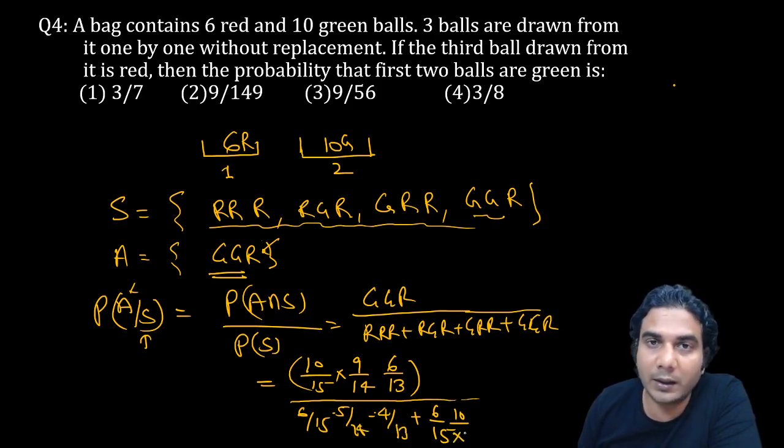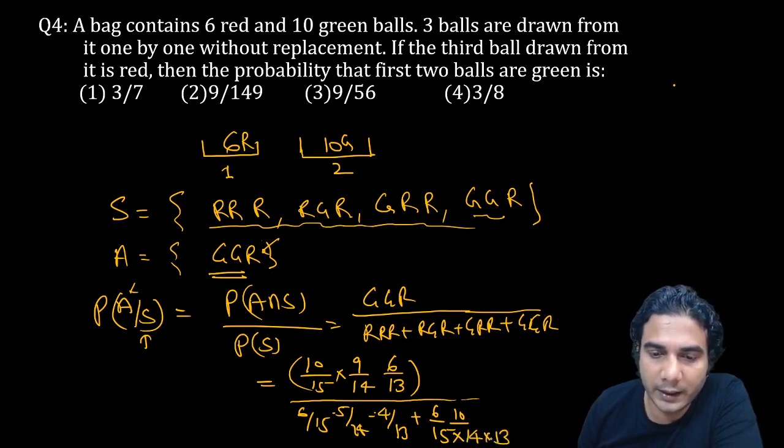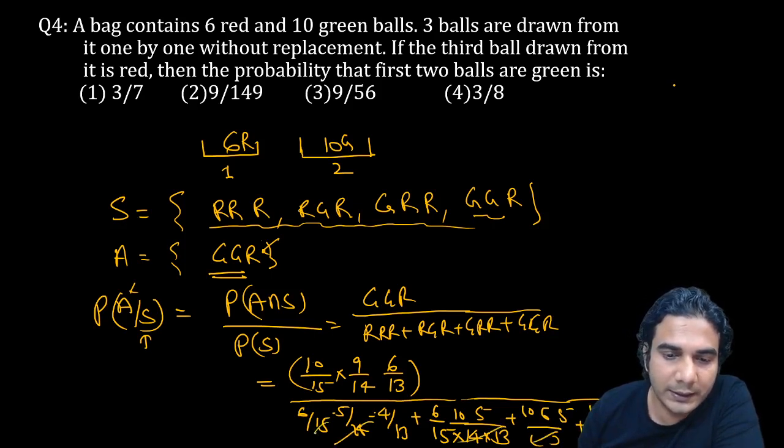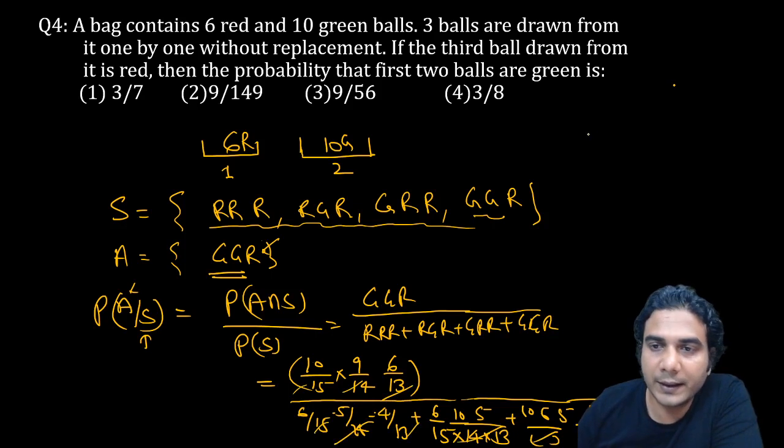It is going to appear in all the terms in the numerator as well as in the denominator. So I'm not going to write this denominator again and again. Directly just write these numbers. So 6, 10, and then 5, because the third is always red. The denominator is the same. So now this third case is green, red, red. So 10, then 6, then 5. Then you have green, green, red. So 10 into 9 into 6. This you can cancel, and you can write the remaining numbers.